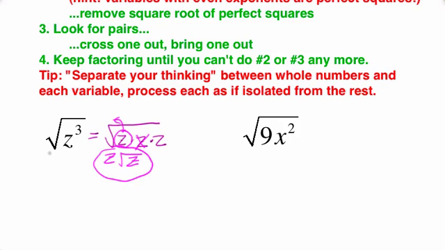Now, the other way of doing this is to look for a perfect square. Now, z squared is a perfect square. So let's solve this problem again. We're going to factor z cubed into z squared times z. Notice now we have a perfect square. And that perfect square, z squared, you can take the square root of it. So the square root of z squared is z. And then what's left underneath the radical? Another z. So again, we have z root z.